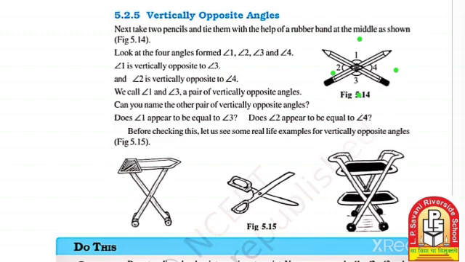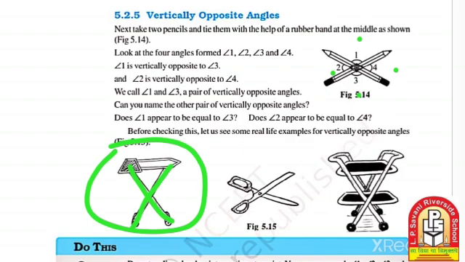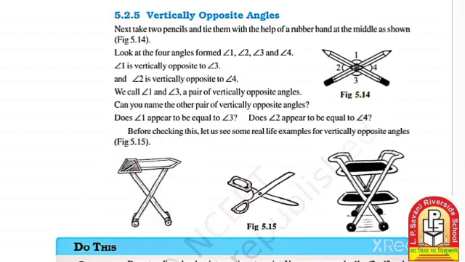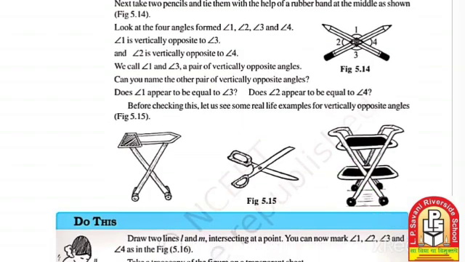In this way, you can see a sliding table. In this sliding table there is also a cross sign, and these two angles are vertically opposite angles and these two angles are vertically opposite angles. And in this pair of scissors you can see that these two angles are vertically opposite angles and these two angles are also vertically opposite angles. And in these two step tables you can see that these two are vertically opposite angles and these two angles are vertically opposite angles.